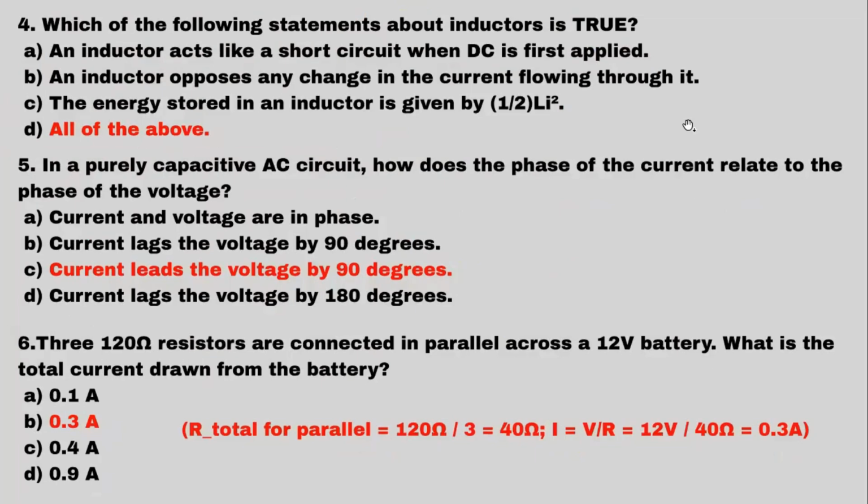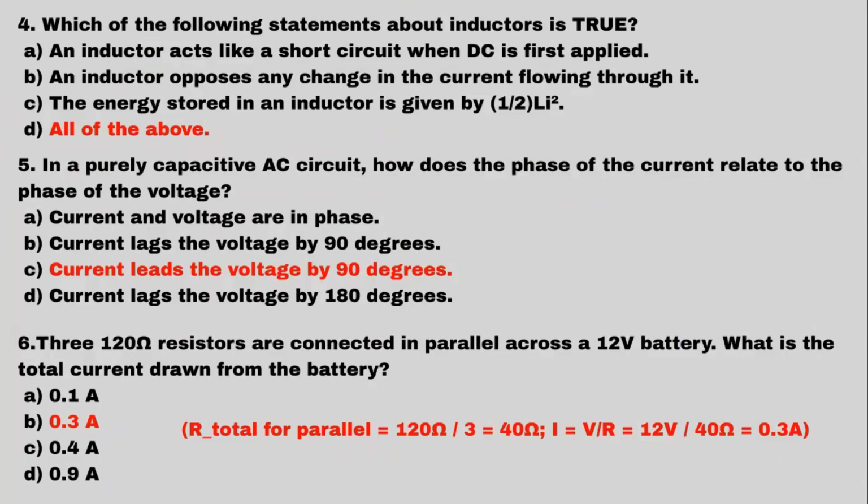The fourth question, which of the following statements about inductance is true? Okay, so you can go through this. The inductor acts like a short circuit when DC is first applied. An inductor opposes a change in the current flowing through it. The energy stored in an inductor is given by half of L I square. So all the three answers are correct. When you go into detail about the inductors, you will come to know all the three answers are correct.